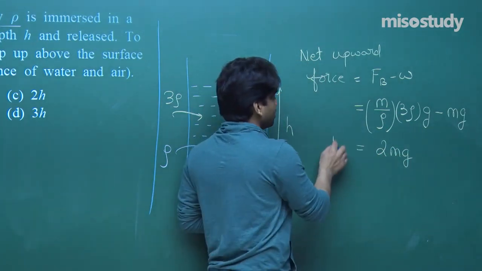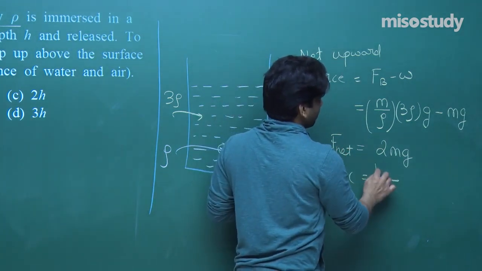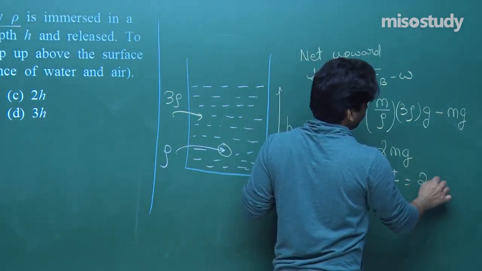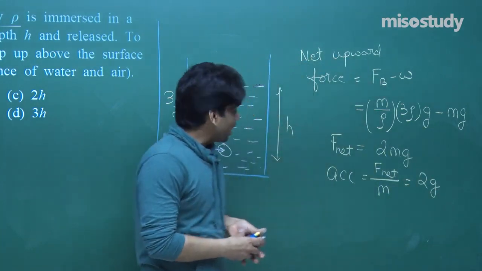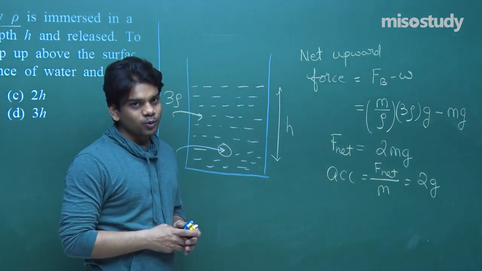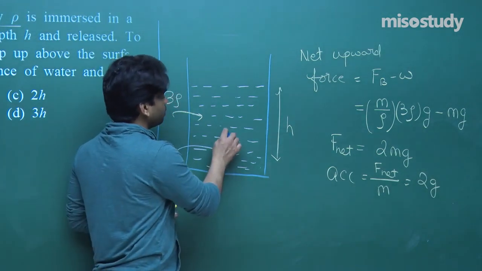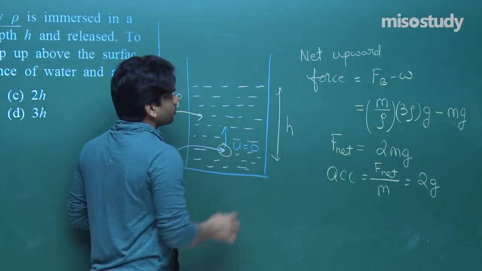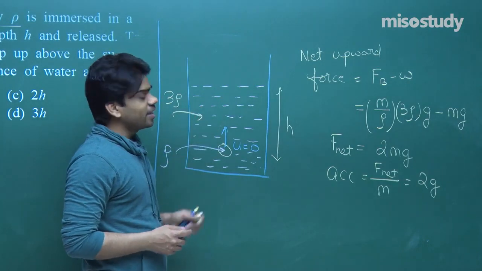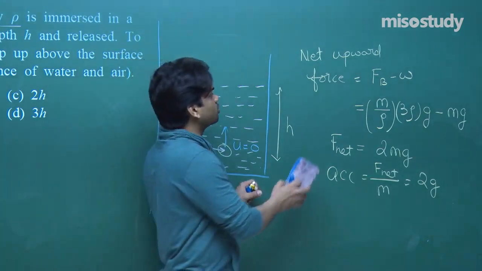So let me write this as F net. For the acceleration, you get F net by mass. This will come out to be 2g. So while it is moving up, the acceleration produced is equal to 2g. First thing we got. So if it starts its motion from here with an initial speed u equal to 0, let's try to find out the speed that it is going to attain at this point when it travels a height h with an acceleration of 2g.